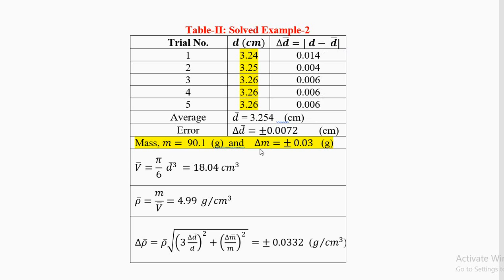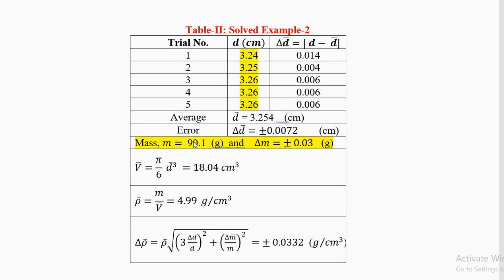You'll get some small numbers here. Take the average of those 5 numbers. It is 0.0072. Now calculate the volume. The average volume is pi by 6, average value of d cube. Average value of d is 3.254. You calculate the average. It is 18.04 centimeter cube.